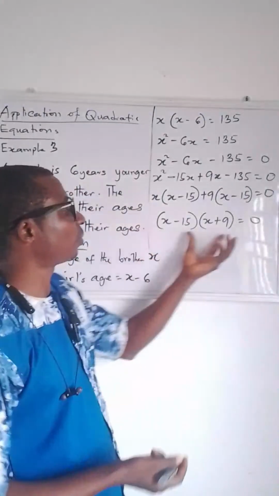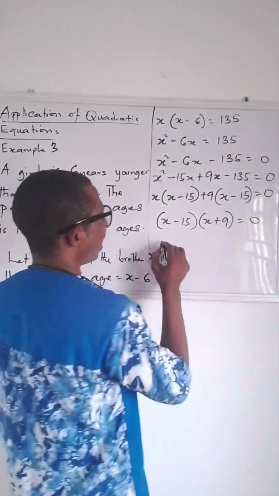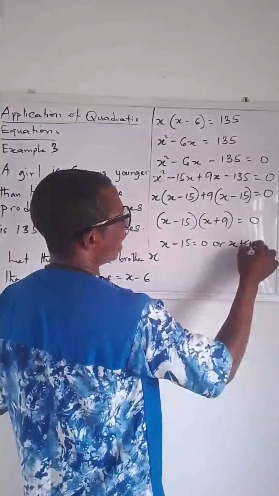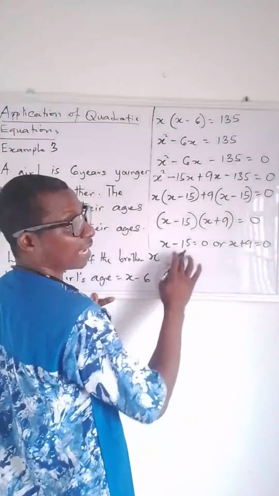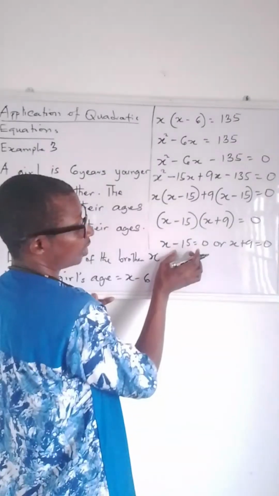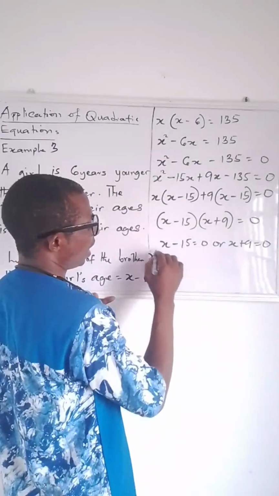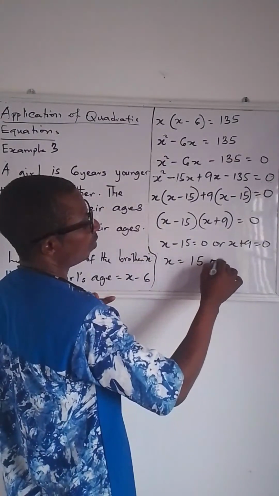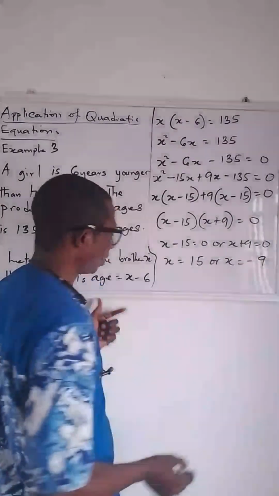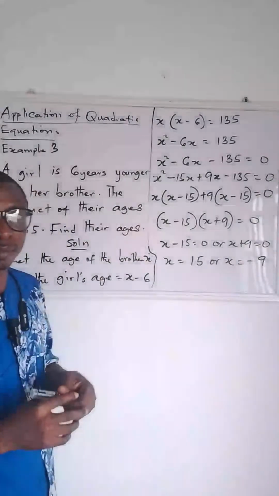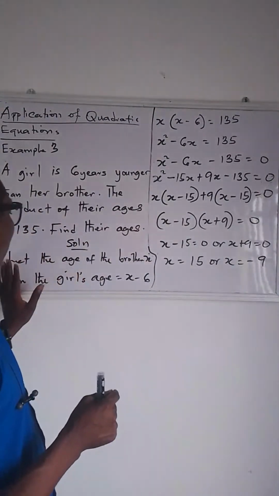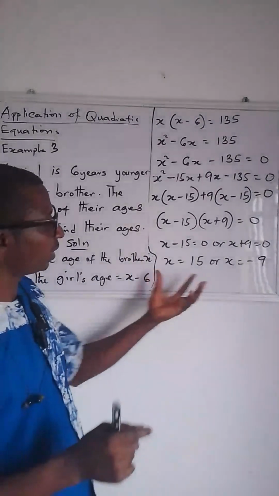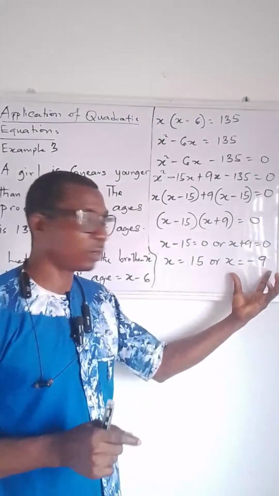All right, so two numbers are multiplying each other to give 0. So it's either x minus 15 equals 0 or x plus 9 equals 0. You can add 15 to both sides, or you just transpose minus 15. So you have x equals 15 or x equals minus 9. Looking at this now, we have represented the age of the brother with x. So the age of the brother is either 15 or minus 9.